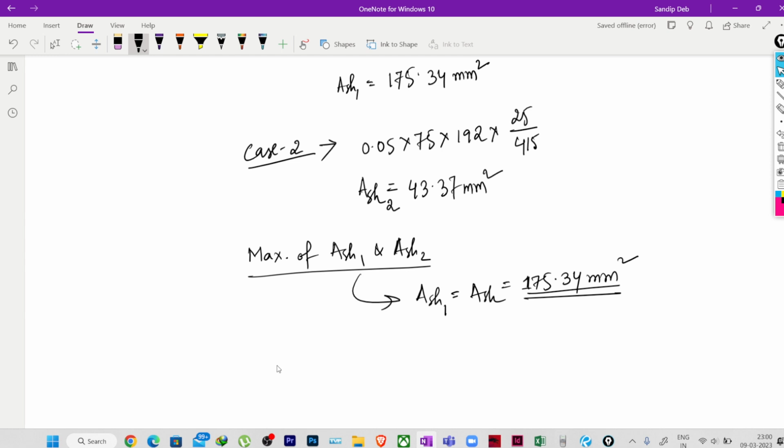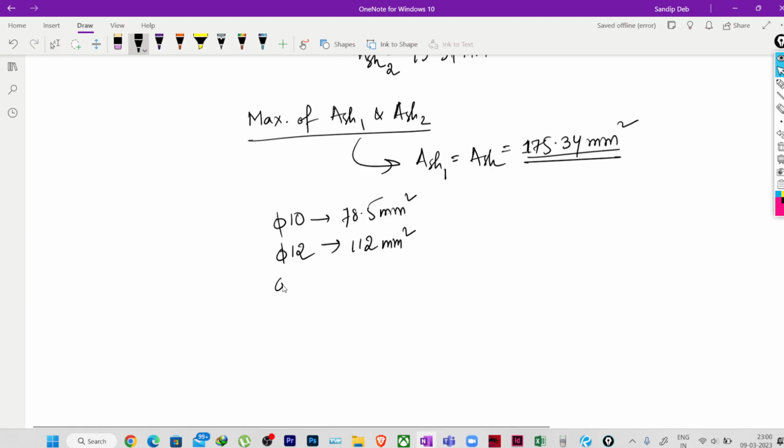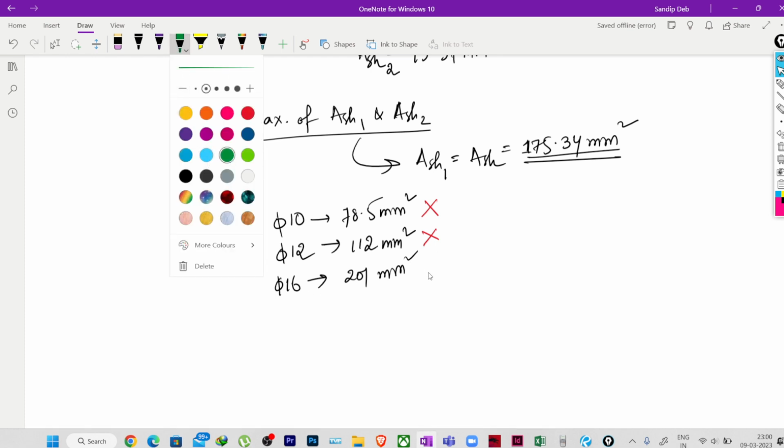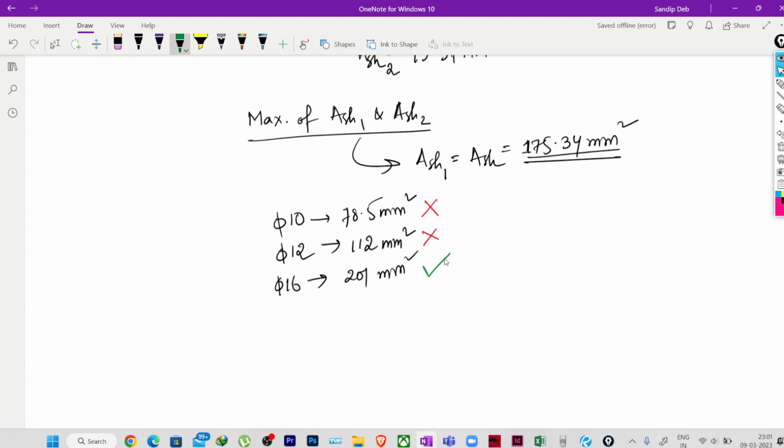If you provide 10 mm diabar, it is only 78.5 mm square. If you provide 12 mm diabar, it is only 112 mm square. If you provide 16 mm diabar, then it will be 201 mm square, right? So that means you cannot provide 10 mm diabar in the stirrup, that is, this confinement reinforcement. You cannot provide 12 mm diabar. In this case, you need to provide 16 mm diabar in your confinement reinforcement.